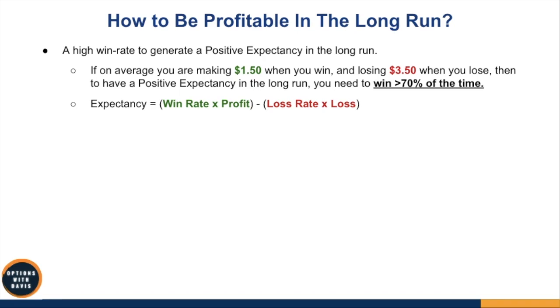If you're not familiar with the term expectancy, basically it's a way for you to calculate whether this trading strategy is going to be profitable in the long run, or is it going to be a loser in the long run. How you calculate it is pretty simple. First off, you need to identify your win rate, and then you multiply it by the profit that you make whenever you win, minus the loss rate times the loss. This will give you an expectancy number, which tells you whether you are going to be profitable in the long run.